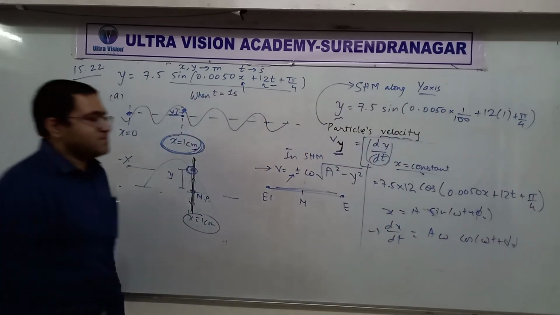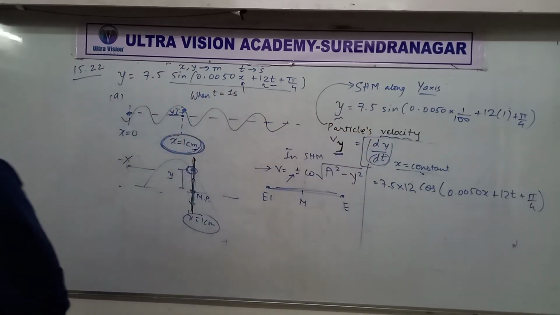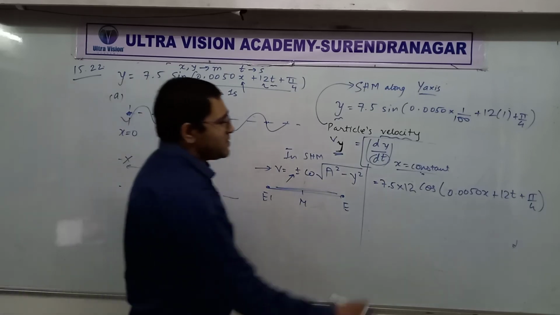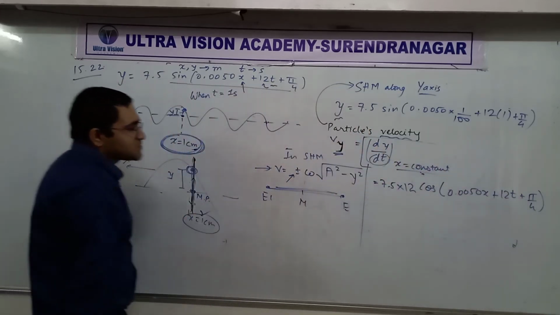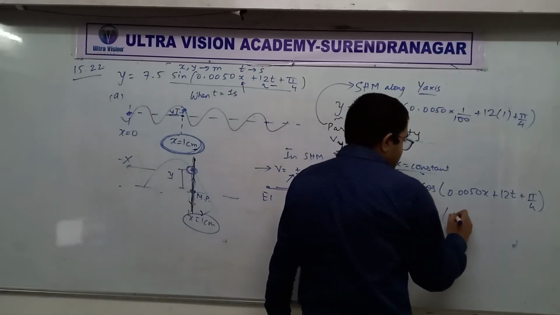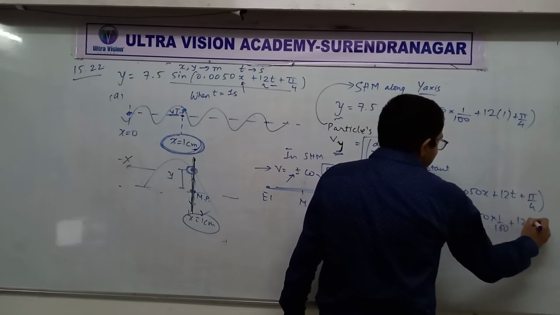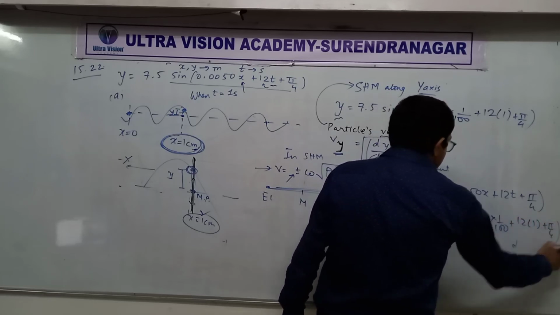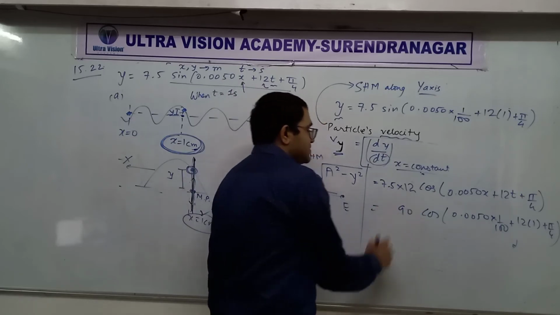Okay, like that. So this is it. This is going to be the velocity. Now what to do? Do we have value of x? Yes, it's constant, but how much? 1 centimeter. So put as 1 by 100 plus 12 times 1, 5 by 4, and 7.5 to 12, 84 and 6, 90.